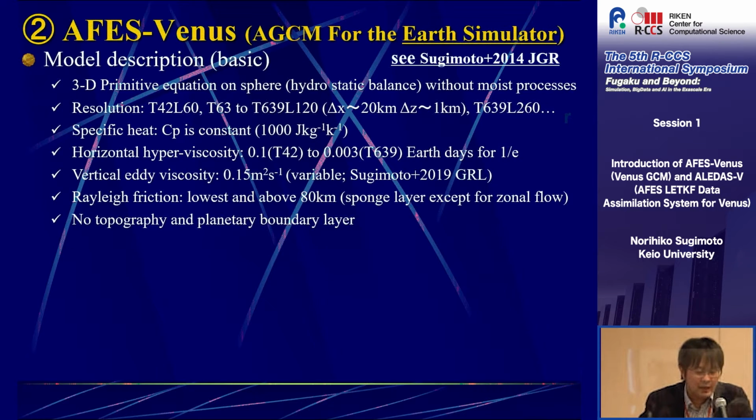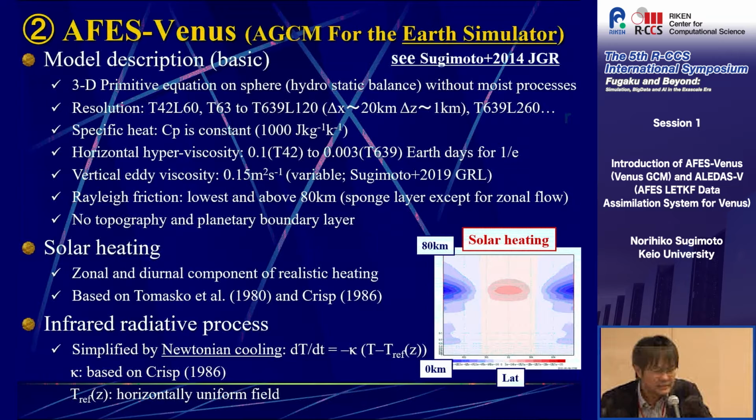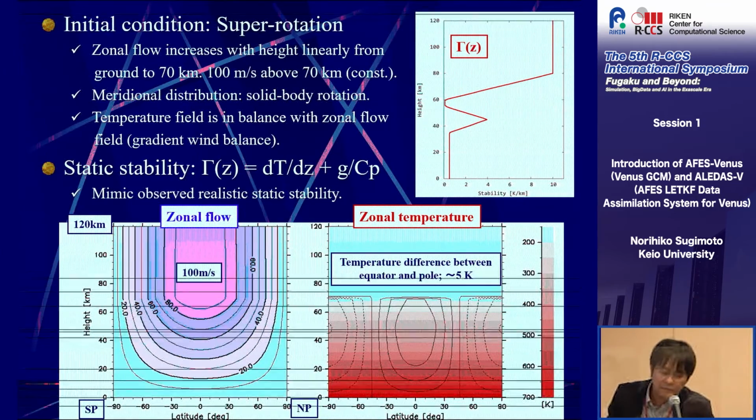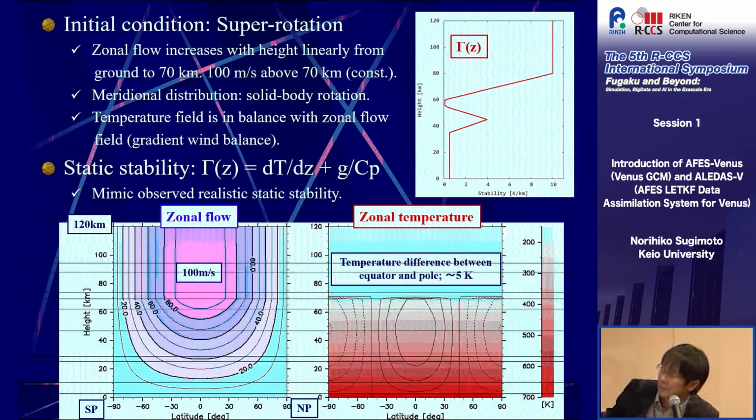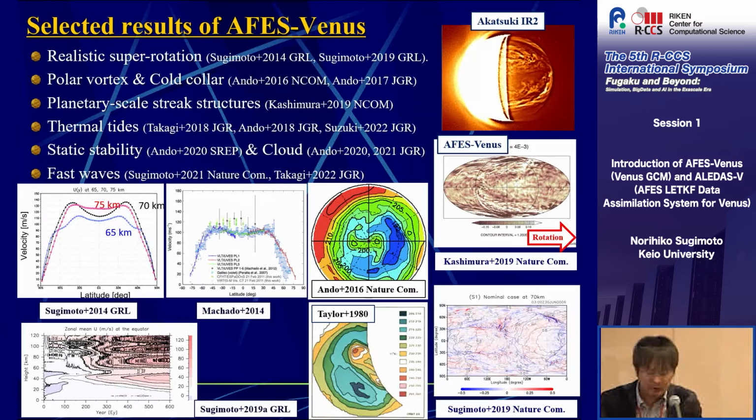We have also developed an atmospheric general circulation model for the Venus atmosphere, AFES-Venus, which is optimized for assimilation. In this model, we solve the three-dimensional primitive equations on a sphere with hydrostatic balance, using idealized solar heating and infrared radiation processes, which are realistic but very simplified, and an idealized initial condition of superrotation like this. Assuming this altitude profile of static stability, which is also realistic, we can reproduce many interesting phenomena of the Venus atmosphere.